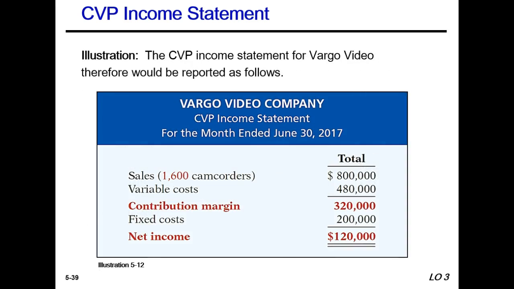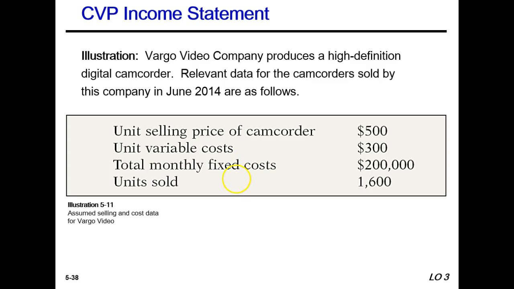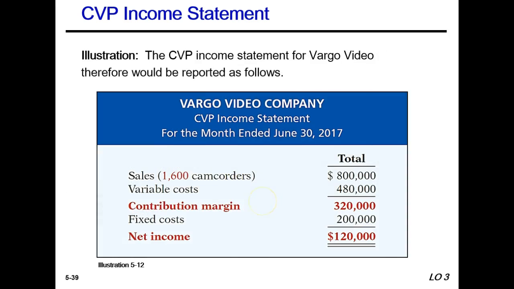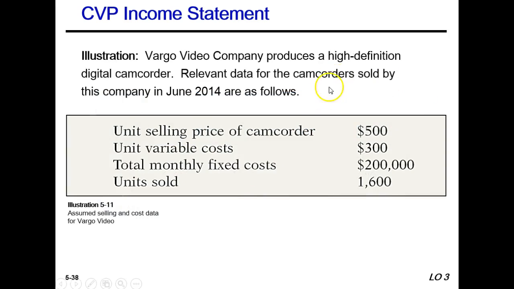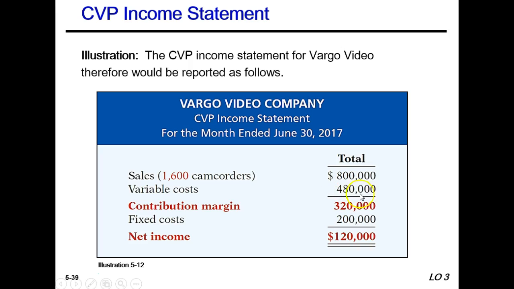So the CVP is going to show our sales. 1,600 camcorders times the selling price of $500, $800,000. The variable cost, 1,600 camcorders times $300, $480,000. This gives us our contribution margin of $320,000. Then, from that, we subtract our fixed costs to see what our net income is. There's a reason for this crazy formula, and you'll see it in a minute.